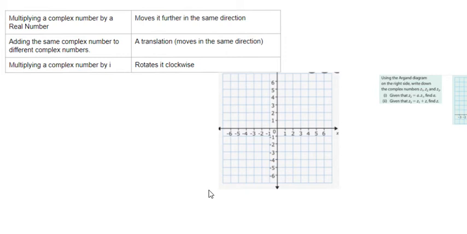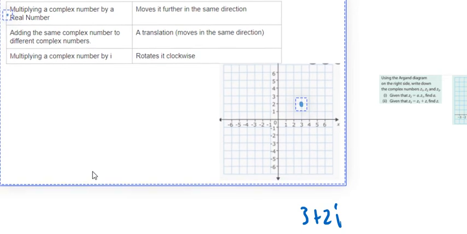So let's just take a complex number first of all, a simple one. If we had 3 plus 2i, that point I'm drawing in there is 3 plus 2i. So we go across 3 and up 2. Let's have a think. When we multiply a complex number by a real number, something actually happens, and I'm going to show you now.